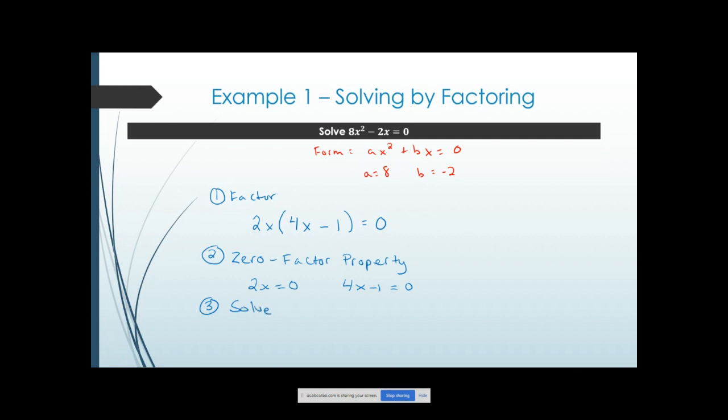So 2x equal to 0, I would divide both sides by 2. 0 divided by 2 is still 0, so I got x equals 0. And then 4x minus 1 equals 0. I add 1 to both sides. So you got 4x equals 1. And then when I divide both sides by 4, I get x equals 1/4. So my two answers are x equals 0 and x equals 1/4.